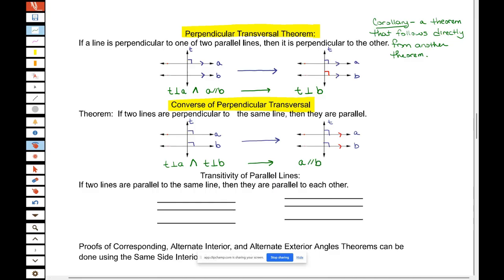This one isn't really a strict converse because one of the pieces of given information does stay in the hypothesis. It doesn't completely all flip around, but it's close enough.